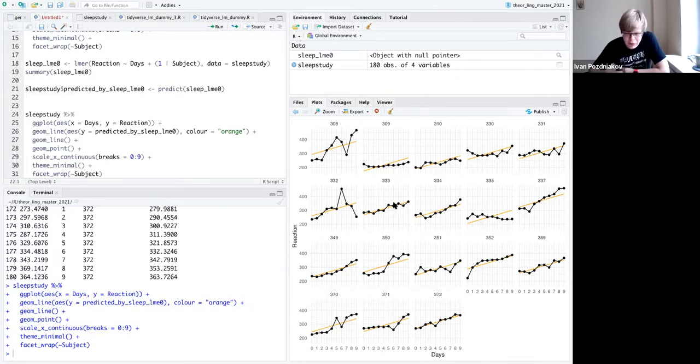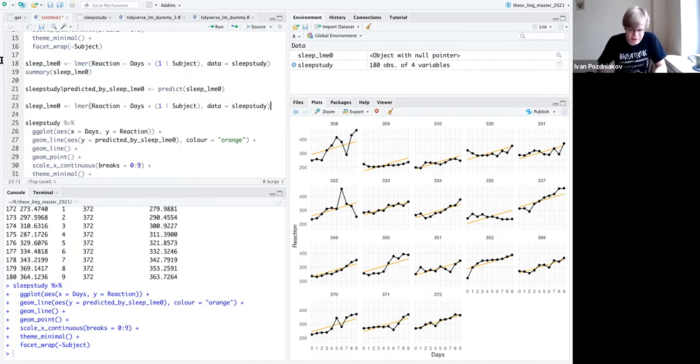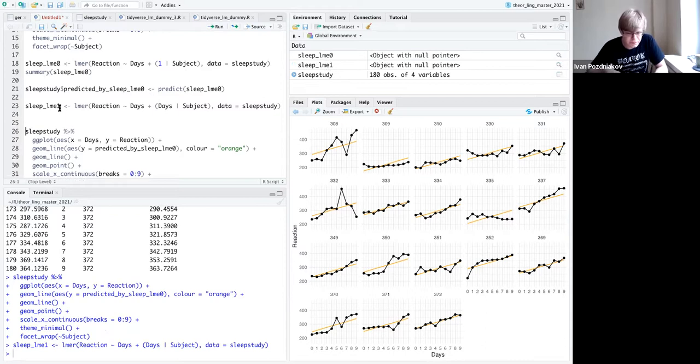We can fit the model where this change in reaction time will be different for different subjects. In this case, we need to specify the variable days inside our round brackets. It means that there is an interaction between days and subject. And now we'll create another model. And let's see the summary for this model.